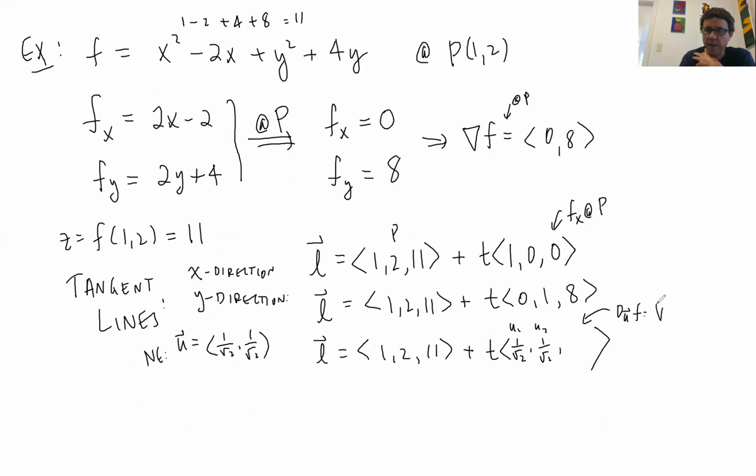So I'm going to have to take the gradient and dot it with u. So what do I get if I take the dot product of 0, 8 dotted with 1 over square root 2, 1 over square root 2? Well, do the dot product. First components are multiplied, second components are multiplied. The first component's product is 0, so I just get 8 divided by the square root of 2. And that will be my in and out for the z. So run, rise, and in out. And those will be three possible tangent lines.